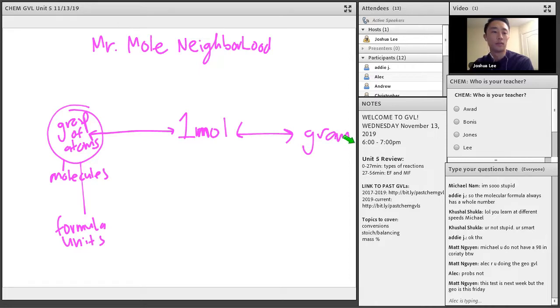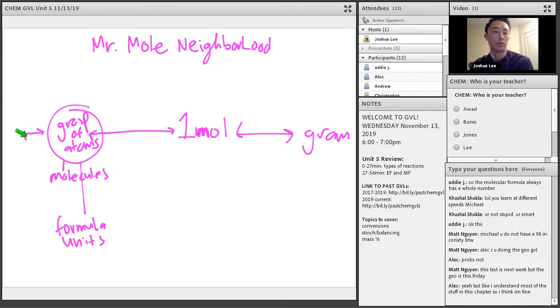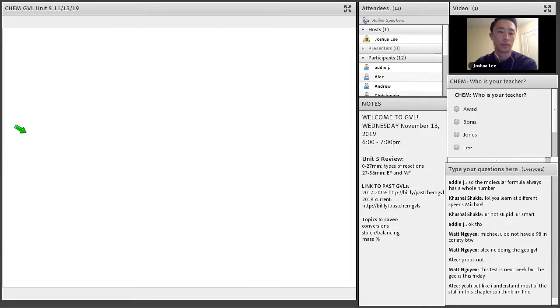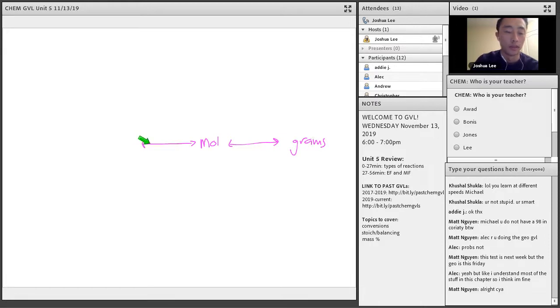Then you get to total atoms. I should redraw this, so I'm going to use a thinner pen. So we have mole, goes next to grams, goes next to groups of atoms, so either a molecule or formula unit, and then lives next to total atoms.